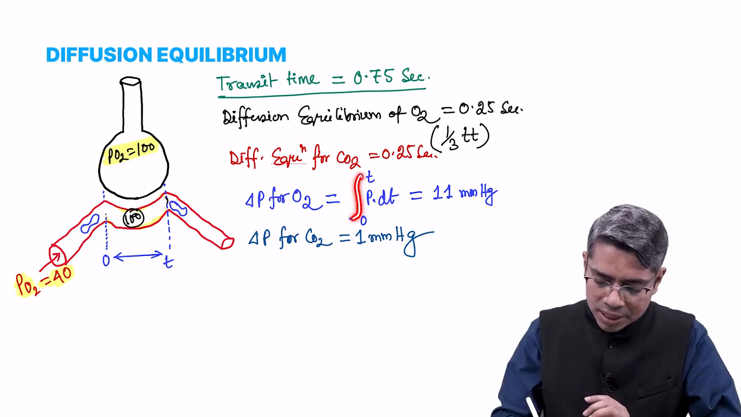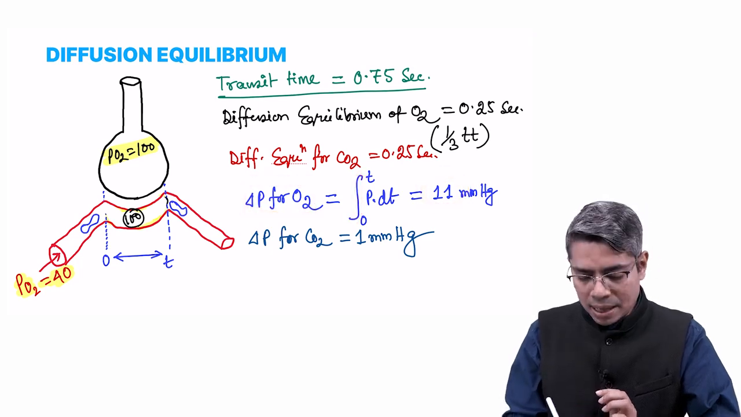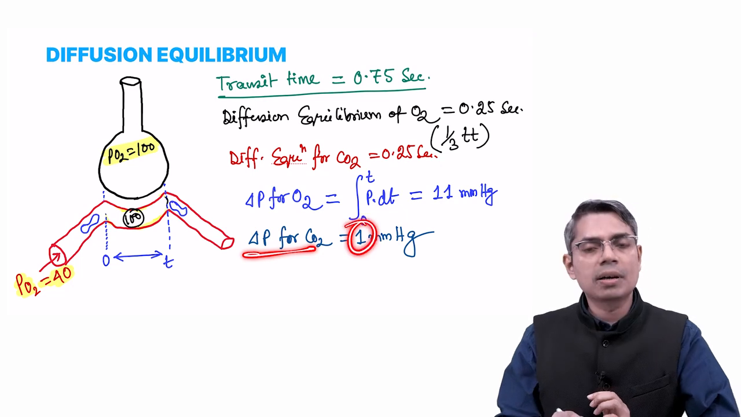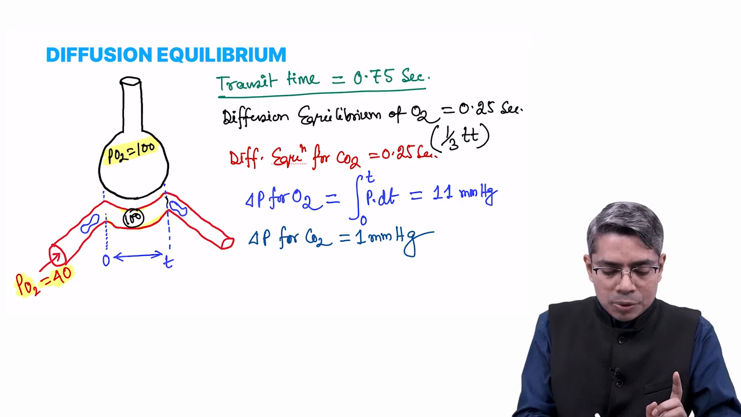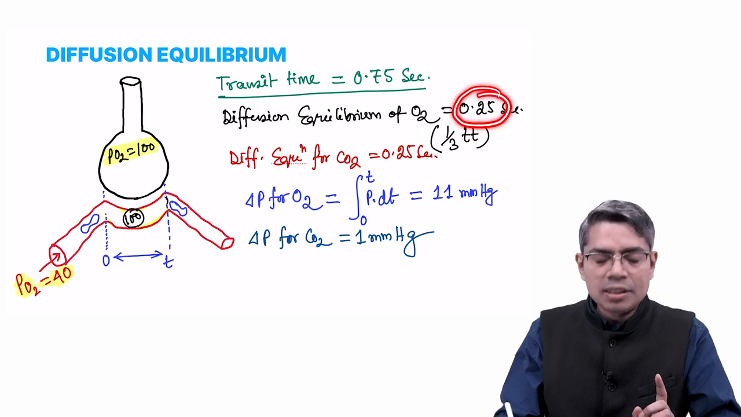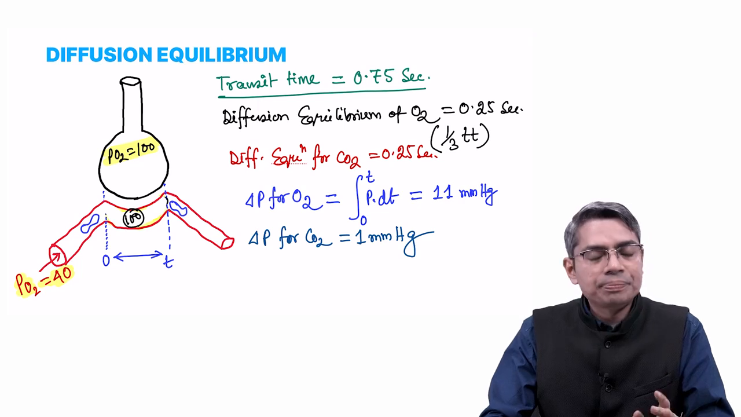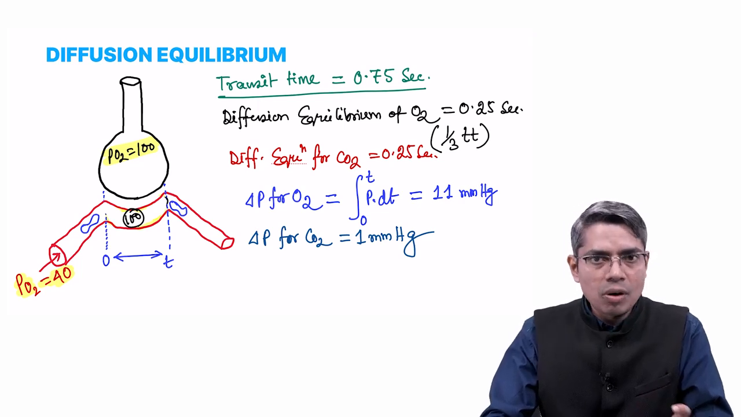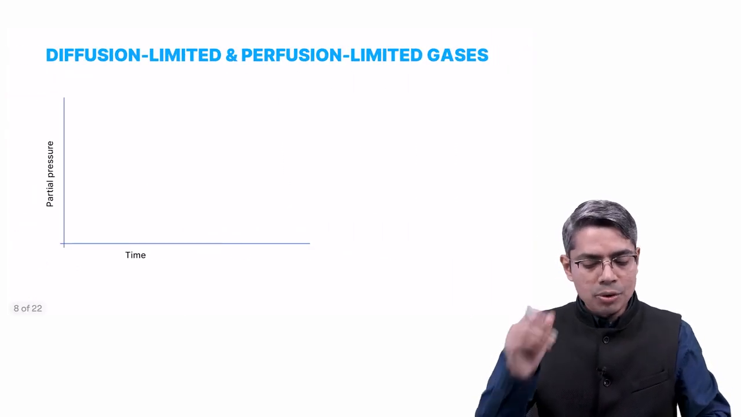So if you take the integration, the average partial pressure difference for oxygen is 11 and the average partial pressure difference for carbon dioxide is 1 millimeter of mercury. And diffusion equilibrium is reached in how much time? It is reached within 0.25 second. So if we want to plot this concept with some graphical representation, how will it look?